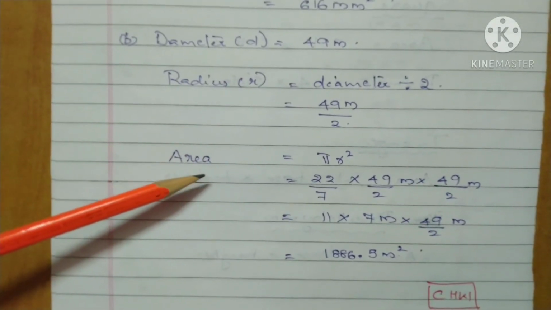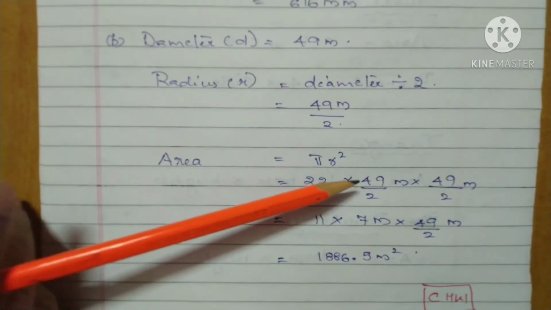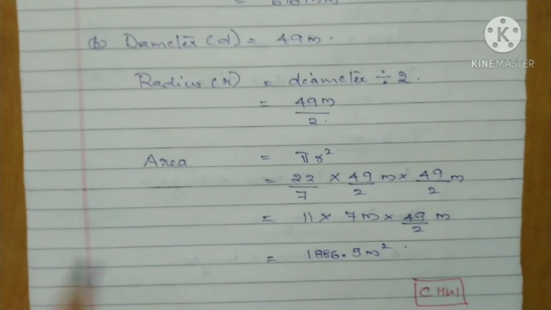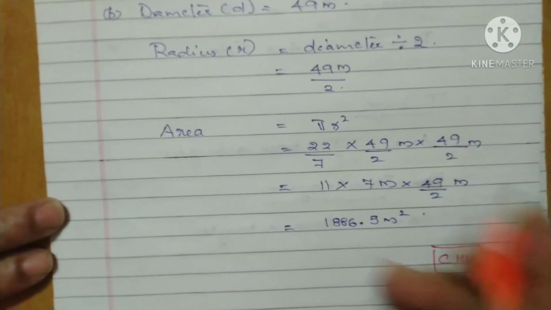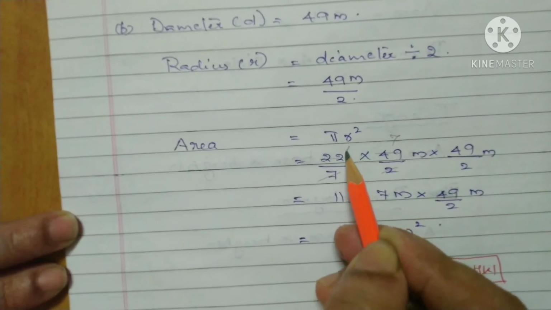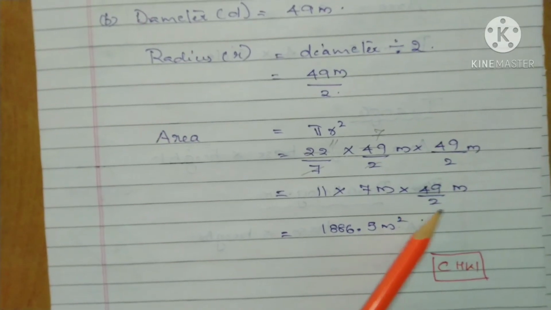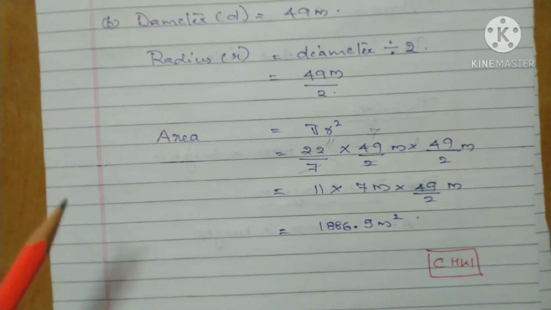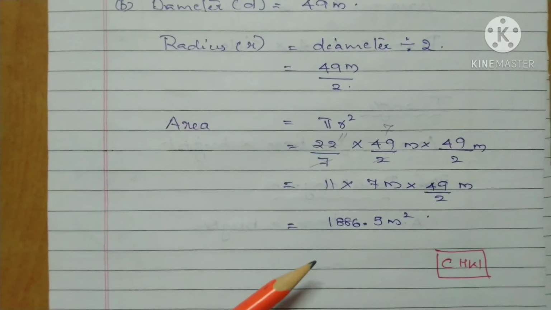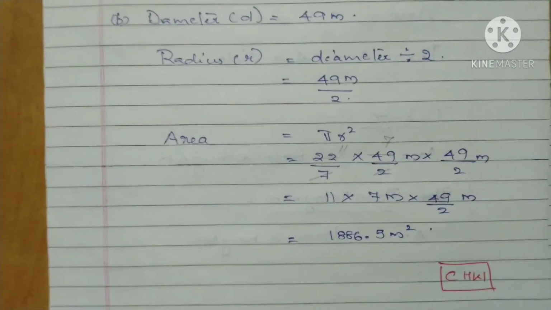Now substitute in the formula. Area is equal to pi r square. So 22 upon 7 into r, which is 49 upon 2 meter into 49 upon 2 meter. In that, we can simplify like this. 7 sevens are 49, 2 11s are 22. So 11 into 7 meter into 49 upon 2 meter. When we multiply and divide by 2, we get the answer 1886.5 meter square. Here also question number C is homework.